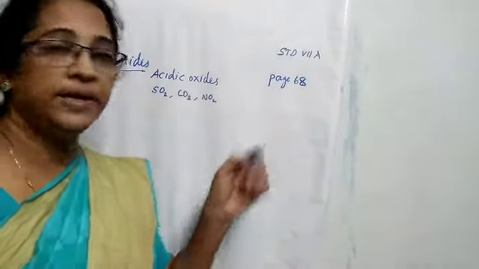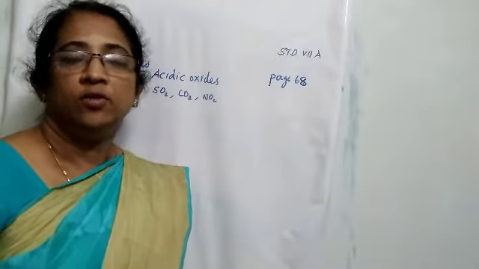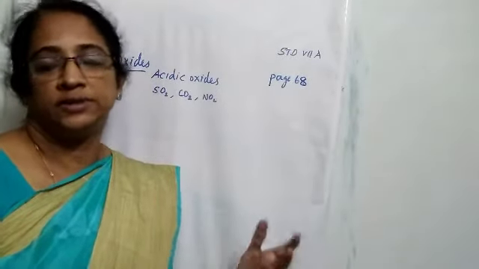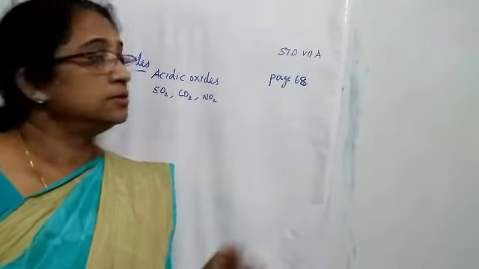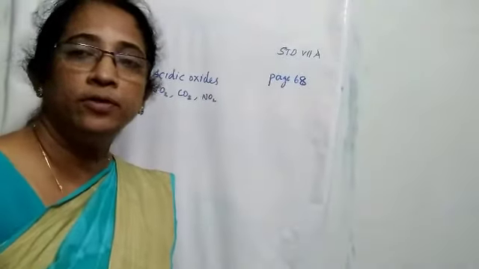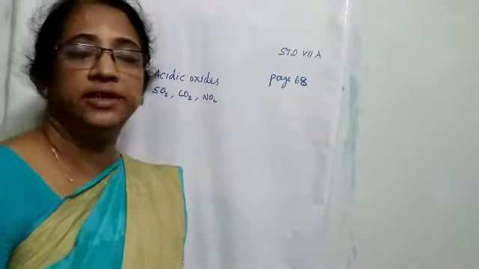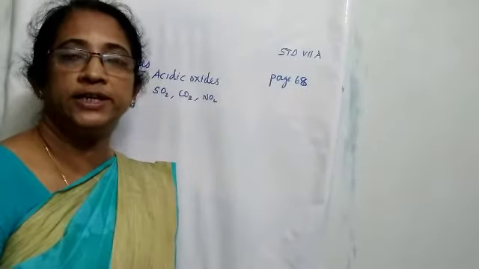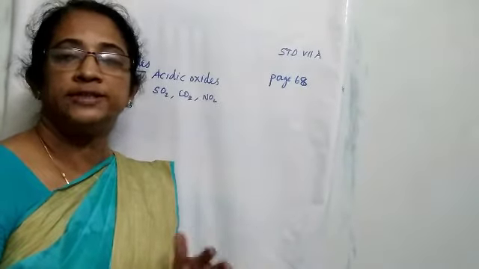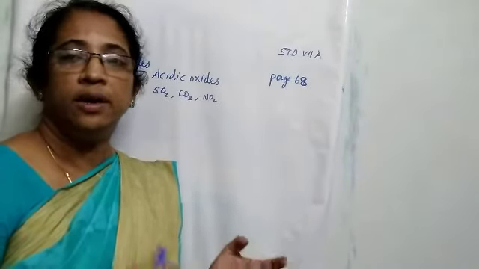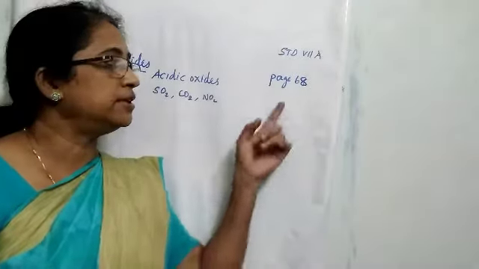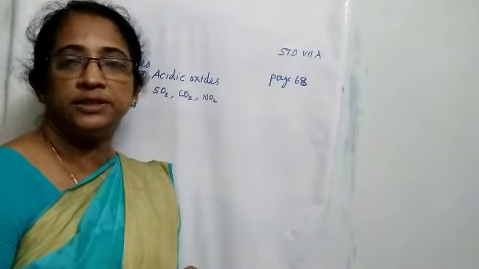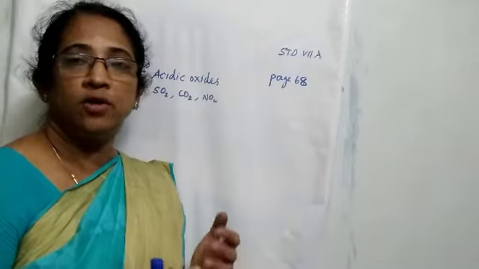So now we take page number 68. Oxides, different types of oxides. Page 68, classification of oxides and preparation of oxides. Preparation of oxides is not required, so strike out the preparation of oxides from page number 68. Now we are discussing the classification of various oxides.